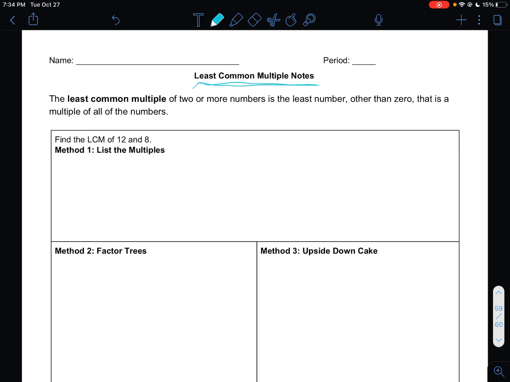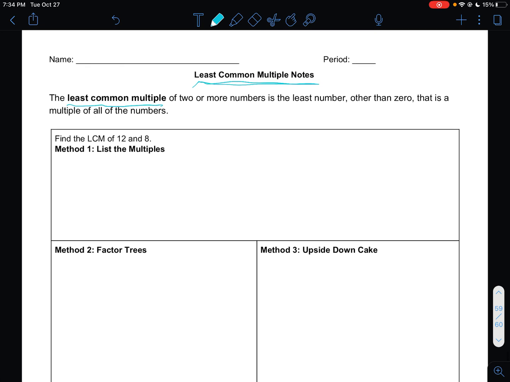Okay, so the least common multiple definition is here for you. The least common multiple of two or more numbers is the least, which is the smallest number other than 0 that is a multiple of all of the numbers. So to refresh your memory, multiples are going to get larger. Multiples go on to infinity.